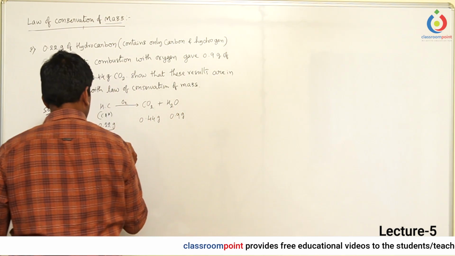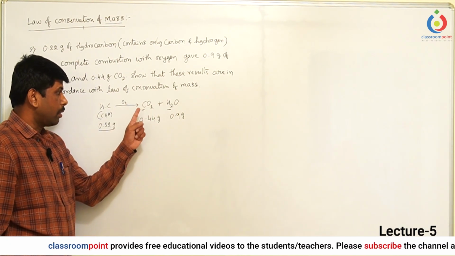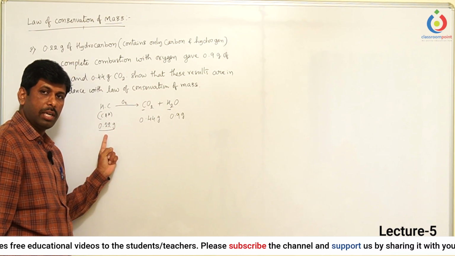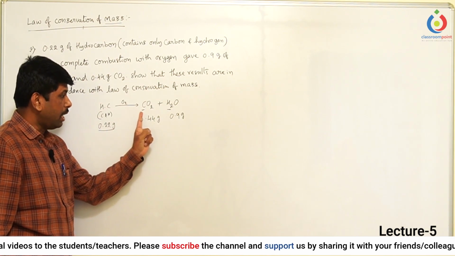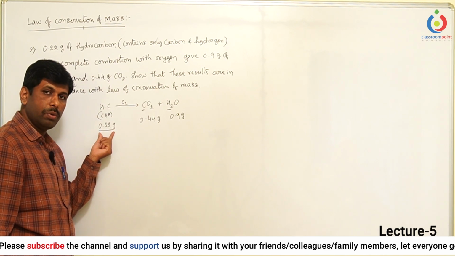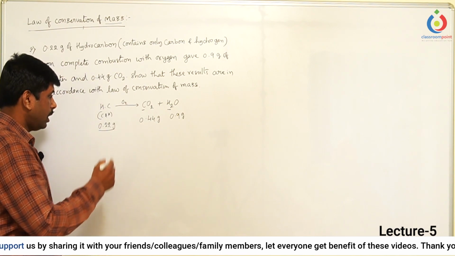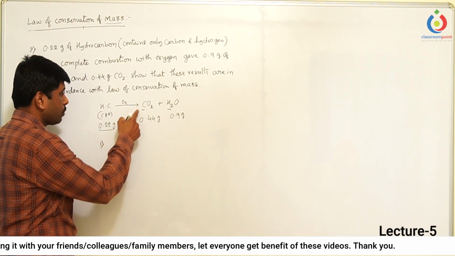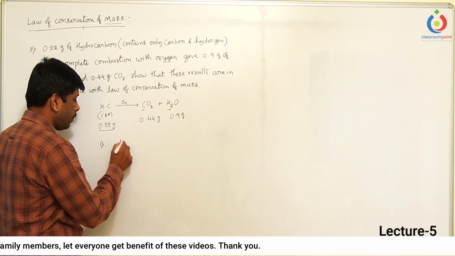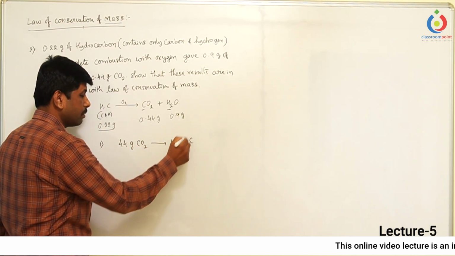But we have to show this particular process is obeying the law of conservation of mass. So let us try to calculate the carbon mass and hydrogen mass. The purpose of calculating the carbon and hydrogen mass is that the actual reactant molecule contains only carbon and hydrogen. And if the carbon and hydrogen values add up to 0.22 grams, then this is obeying the law of conservation of mass. So let us calculate the first one, carbon dioxide. Carbon dioxide molecular mass is 44 grams. So 44 grams of CO2 contains 12 grams of carbon.